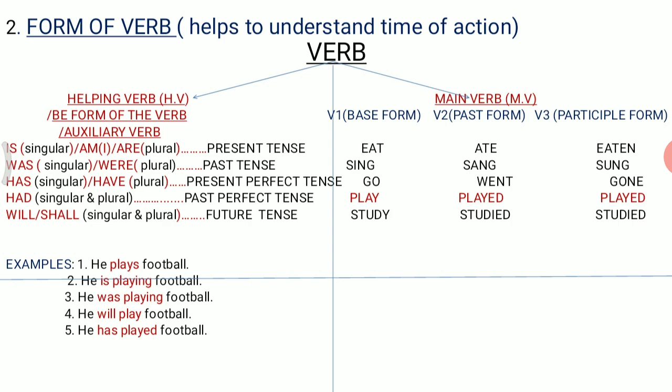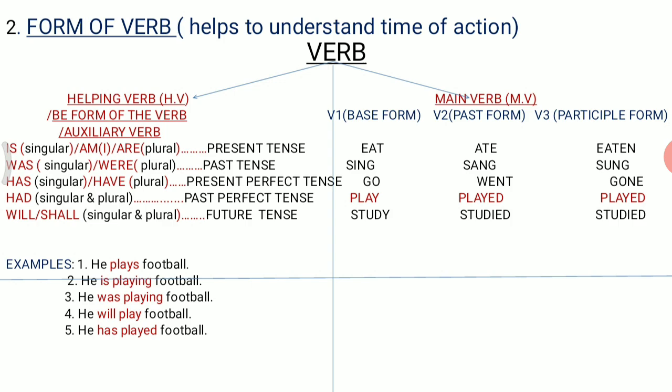Next is has and have. This is really confusing. Most of the children do not know where to use has and where to use have. That you will come to know while learning tenses. But let me give you a brief idea here: has always goes with a singular subject and have always goes with a plural subject. This is what you have to remember. Okay, do not get confused with has and have. Has goes with singular, have goes with plural, and that we use in present perfect tense.